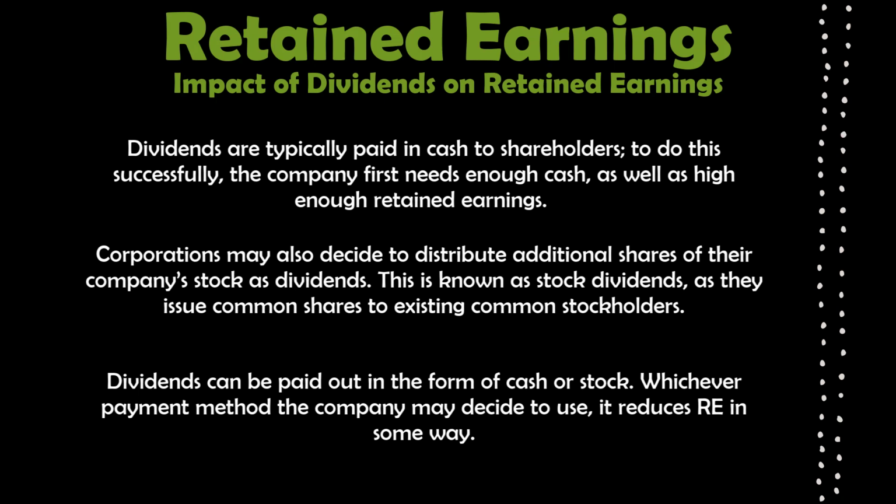Dividends can be paid out in the form of cash or stock. Whichever payment method the company may decide to use, it reduces RE in some way. For example, cash payments cause cash outflow and are recorded as a net reduction in the accounting books. Cash dividends cause the company to lose liquid asset ownership. Therefore, in this process, the company's asset value in the balance sheet reduces.